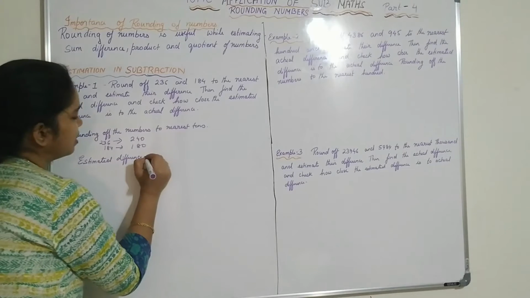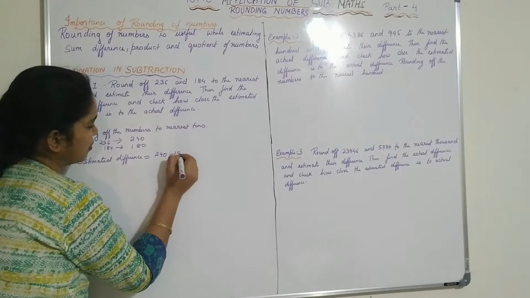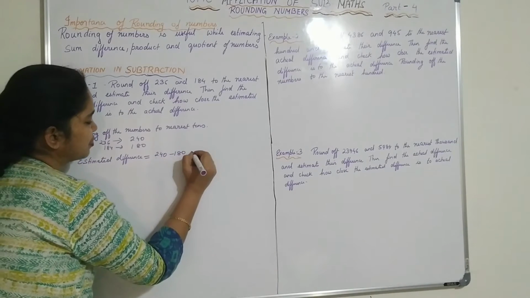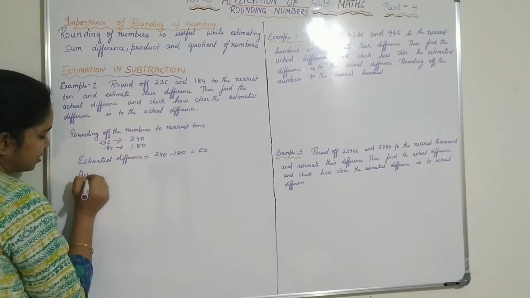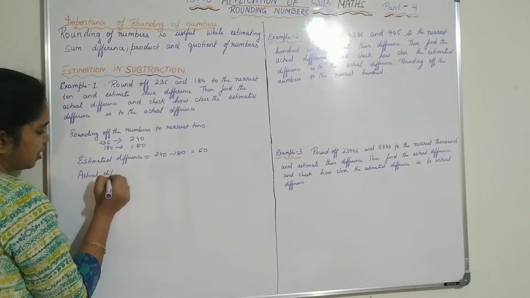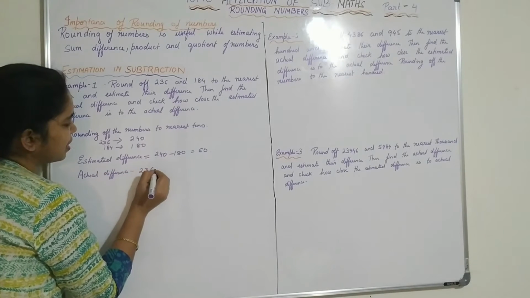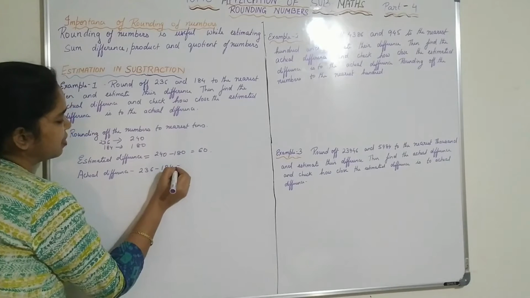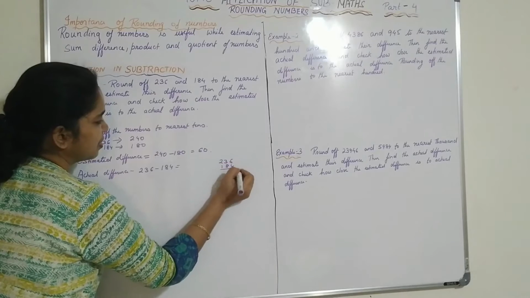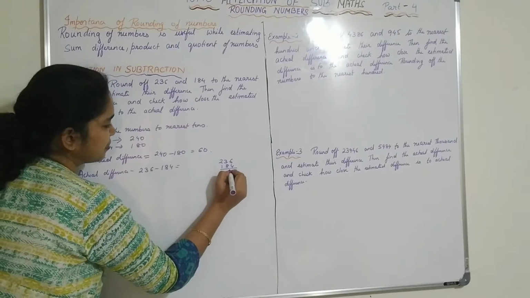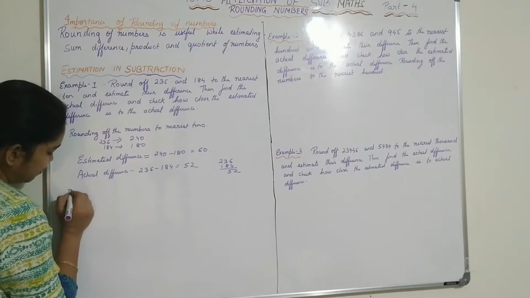What is the estimated difference? The estimated numbers are 240 and 180, and we have to find the difference. 240 minus 180 is equal to 60. Now, what is the actual difference? The actual difference is 236 minus 184, which is equal to 52.